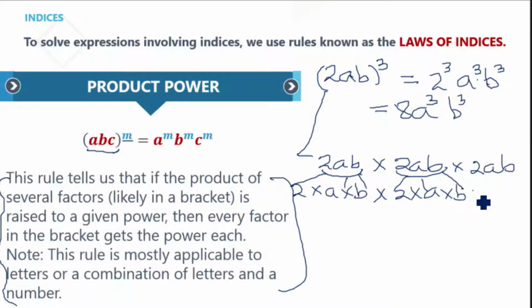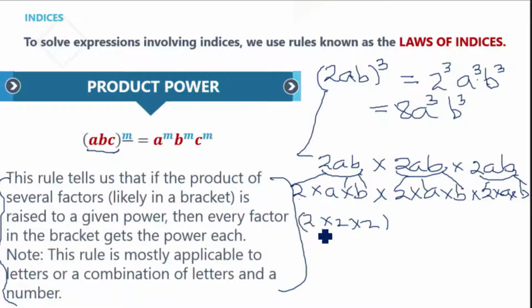Okay, and then we have times 2 times a times b. This is for this. All right, so now we have that there are like terms here. We have how many 2's? 1, 2, 3, and that is 2 times 2 times 2.